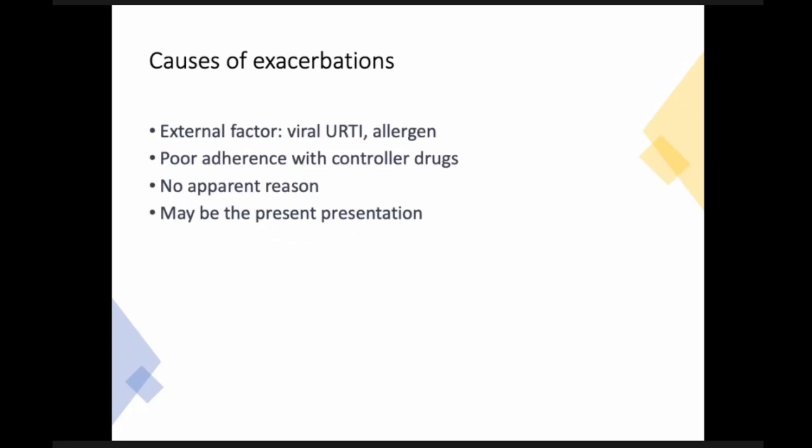But it's important to recognize what causes asthma exacerbations. Sometimes external factors like viral upper respiratory infection or exposure to allergens. Most of the time, it is poor adherence to controller drugs. When the asthma is controlled, the patients feel that they do not need to continue with medication, so they stop the controller medication or preventer drugs or steroid medications, and they end up having exacerbations. Sometimes, for no apparent reason, we cannot recognize a reason, and they go into exacerbations.